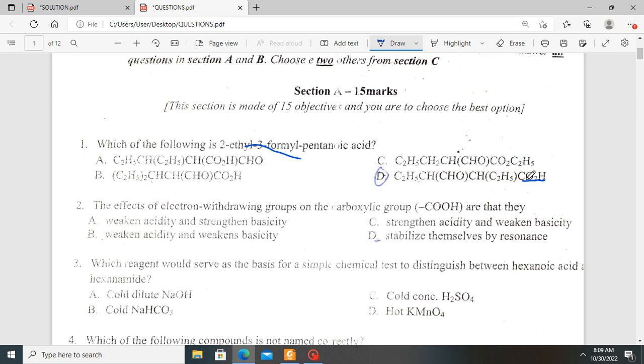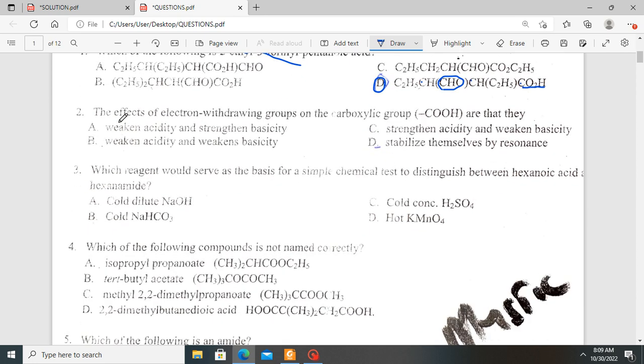We have 2-ethyl, so this is carbon 1, this is carbon 2, so this ethyl is on carbon 2. Then 3-formyl, so this is the formyl group on carbon 3. So this is the answer, which is 2-ethyl 3-formyl pentanoic acid. So question 1, the answer is D.